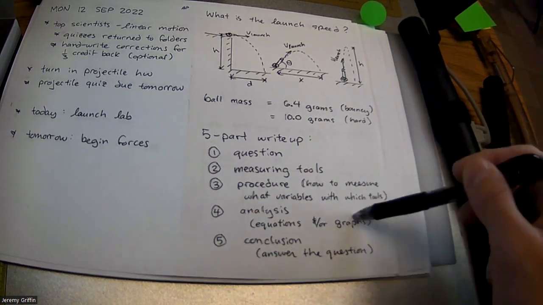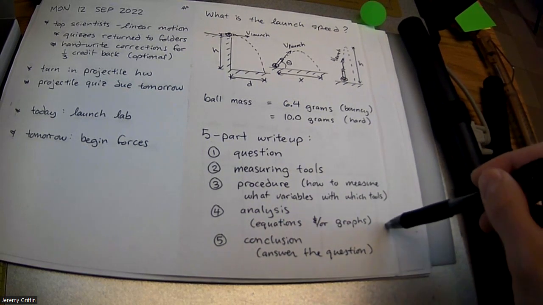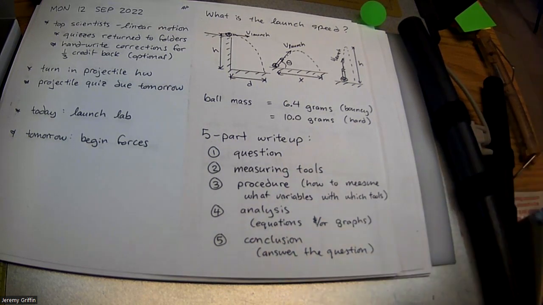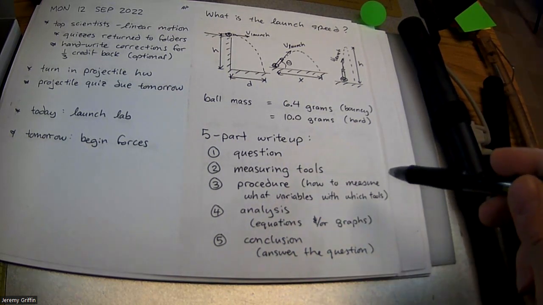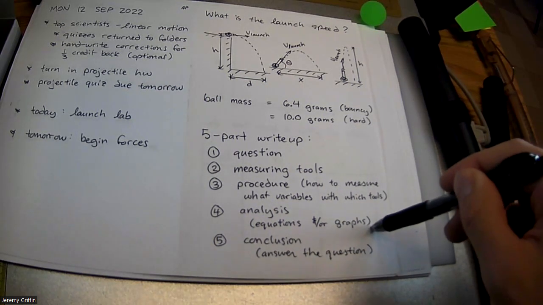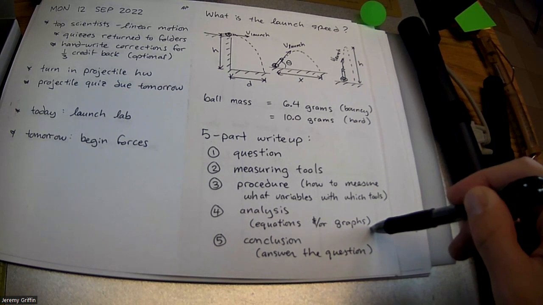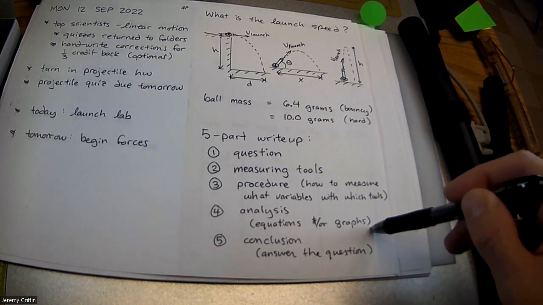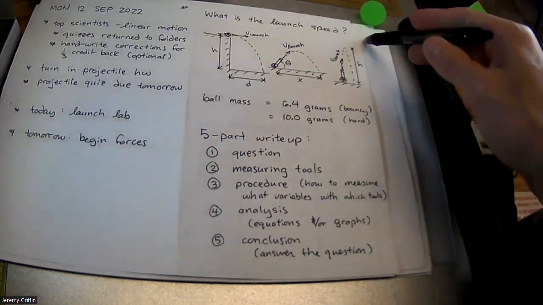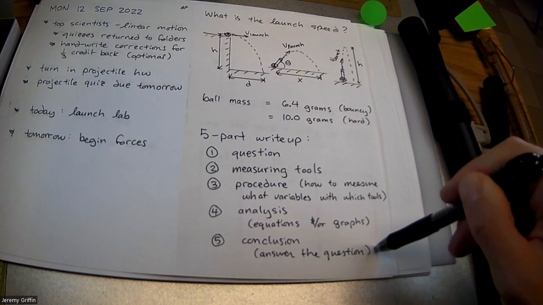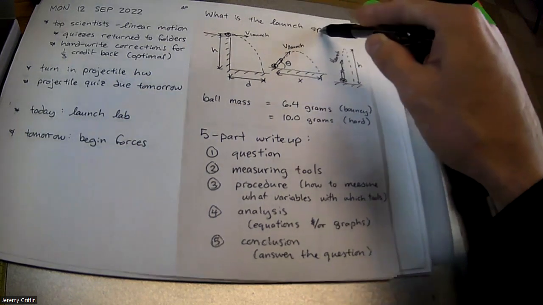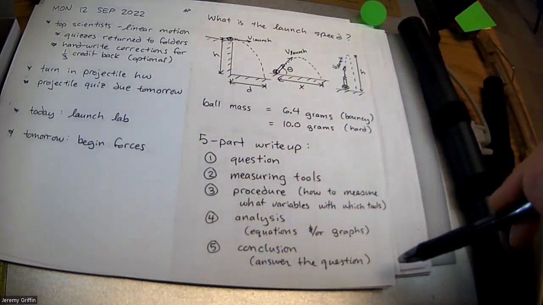Step 4, analysis. How are you taking the variables that you measured, that you probably put in a table, and tying them back to equations or graphs? You might use equations or graphs, depending on exactly how you want to answer the question: what is the launch speed of the launcher? And your conclusion, guys, what unit should your conclusion have? Meters per second, right? So at the end of the day, you should have some number of meters per second.